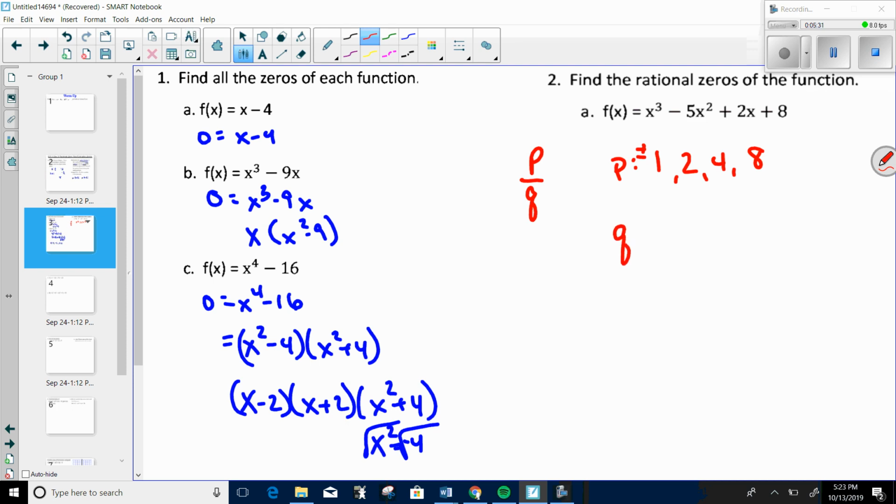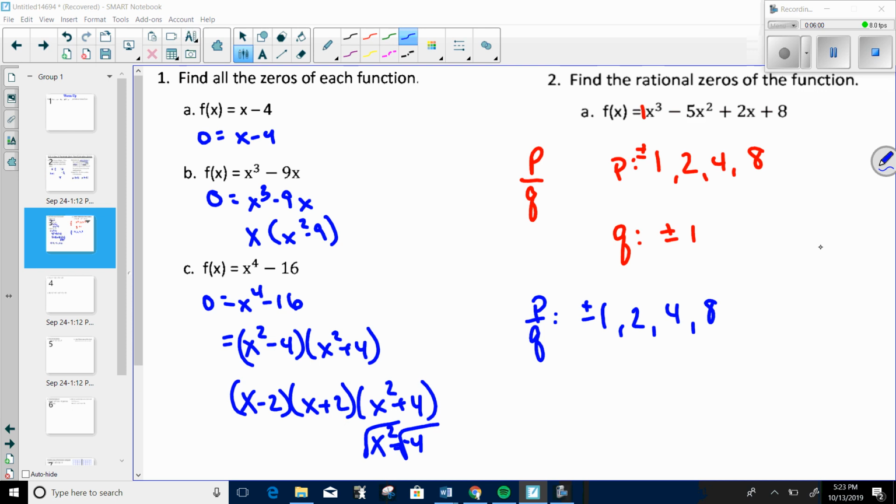Then you list off all the factors of q. Q is the factors of the leading coefficient, which in this case is 1, so that's just plus or minus 1. Then you do p divided by q, all your p values divided by all your q values. So 1 divided by 1 is 1, 2 divided by 1, 4 divided by 1, 8 divided by 1. This gives me options for what my real zeros could be.